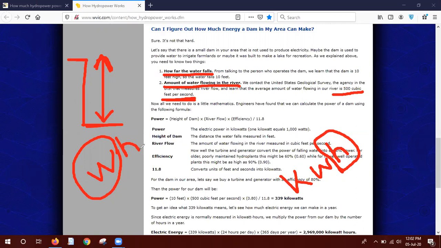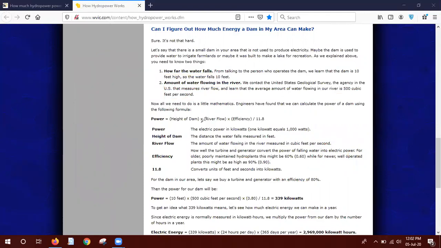In our electricity bill meter or prepaid meter, whatever we pay for is how many kilowatt hours we have used. So we basically use the kilowatt hour for energy. If we measure the power available in a hydroelectric power plant, we can see the height of the dam, the river flow, and the efficiency.